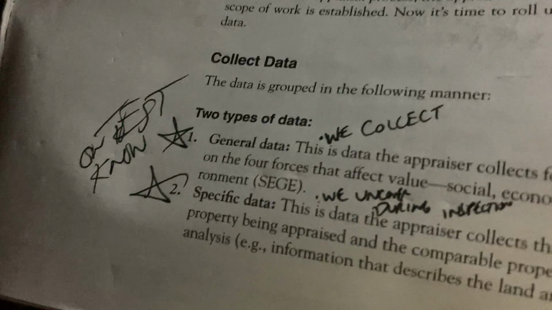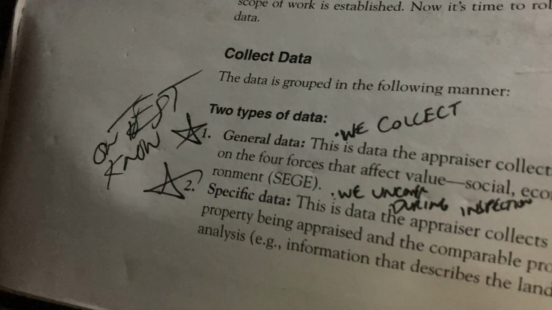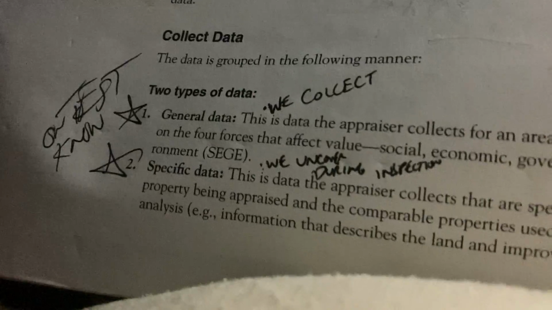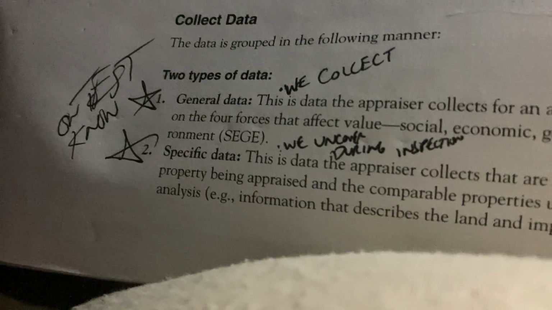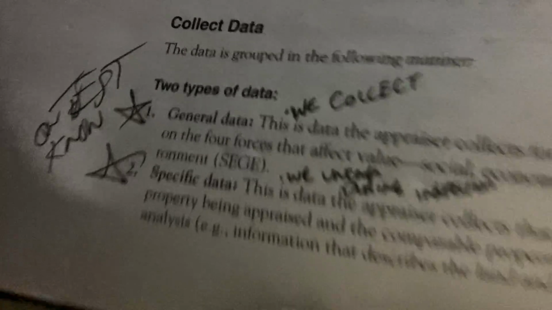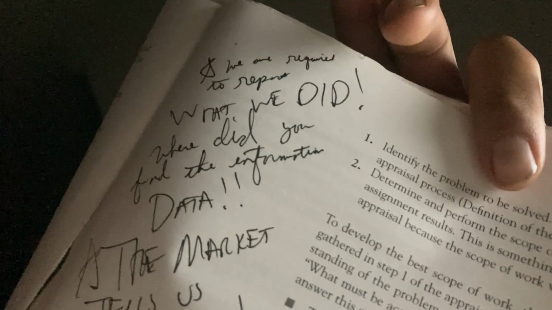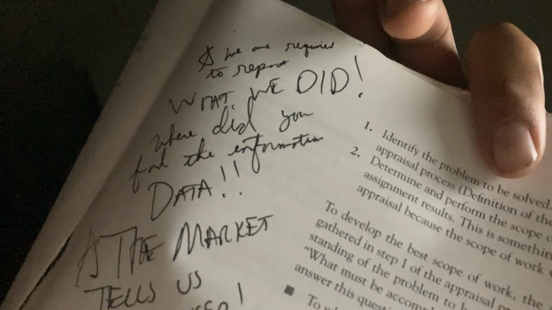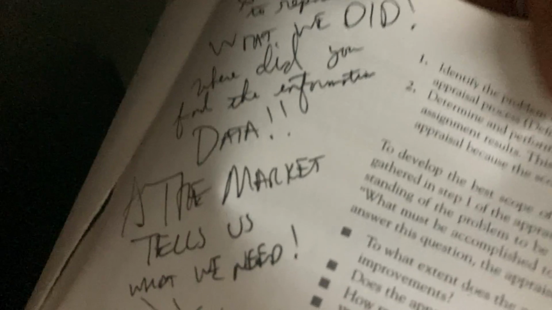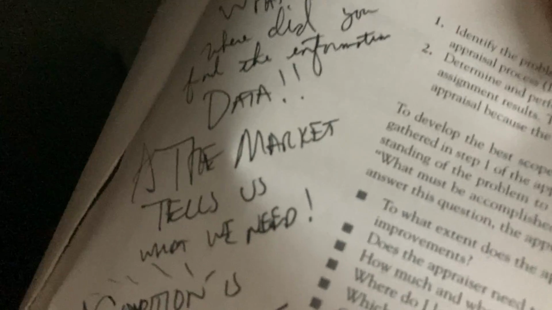Extra note, on the test, no general data and specific data. There's a note that says we collect general data. There's another note that says we uncover specific data during the inspection. Extra note, we are required to report what we did. Where did you find the information, data?